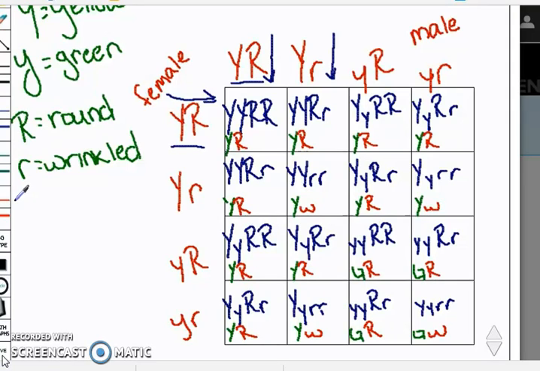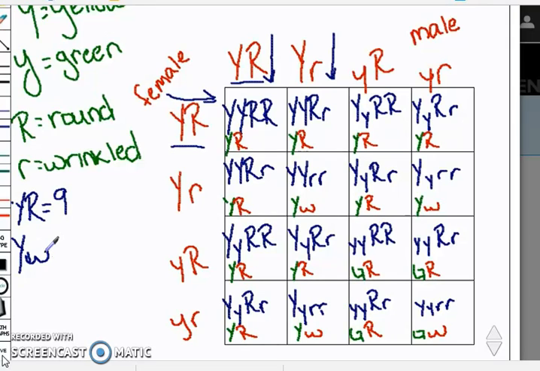Let's see yellow and round. So we're looking for anything with a Y and an R. We have 1, 2, 3, 4, 5, 6, 7, 8, 9. There's 9 of those. These are going to be yellow and round. Let's look at the ones that are going to be yellow and wrinkled.